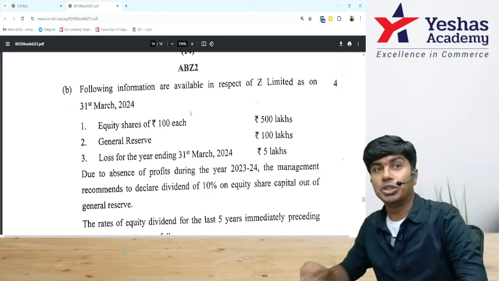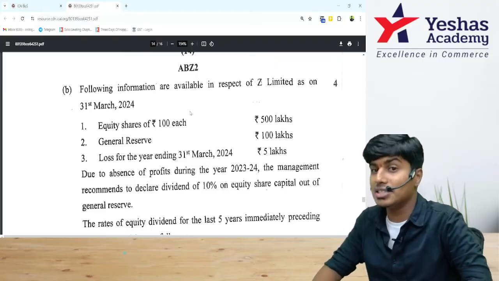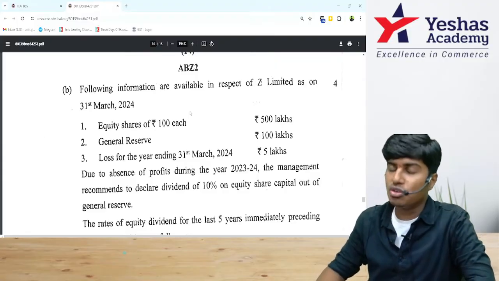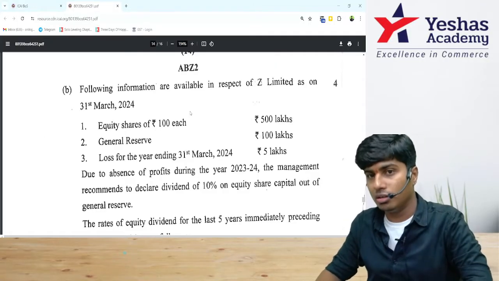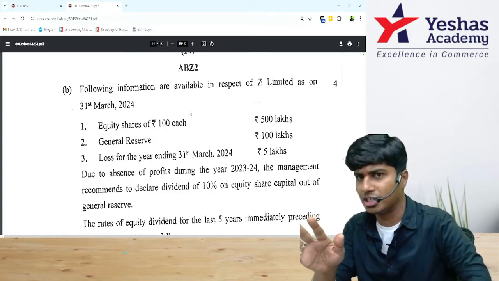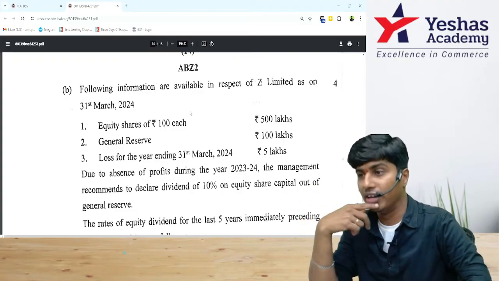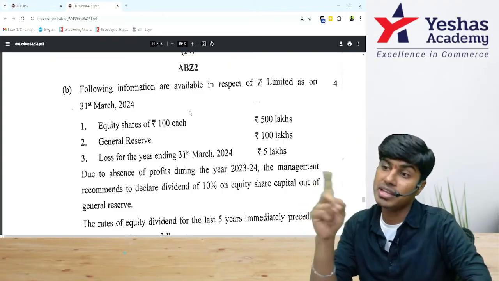We'll do another question from our May 2024 examination. This is question number 6B for 4 marks. This is from chapter 11, unit 1, which is financial statements, but we are not required to prepare financial statements here. This is that part of the chapter where we would have to compute our dividend based on the previous year's profits.